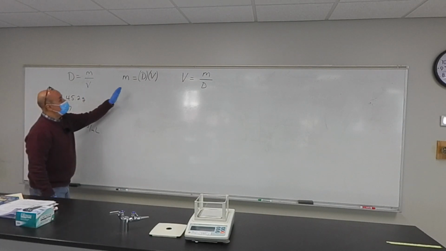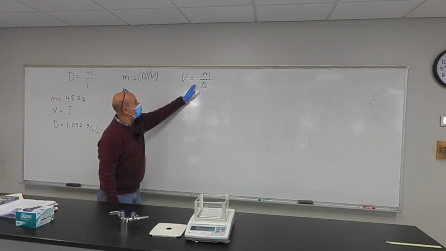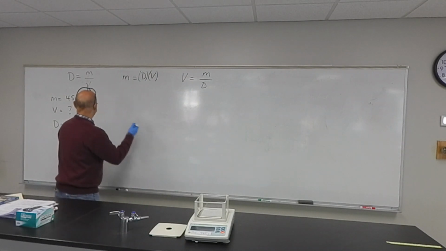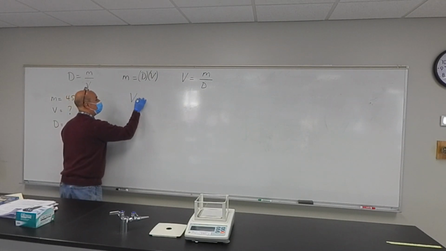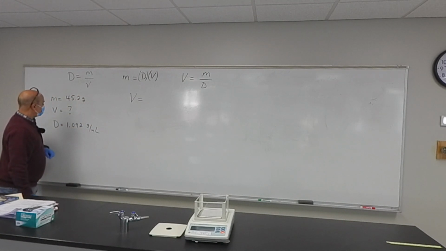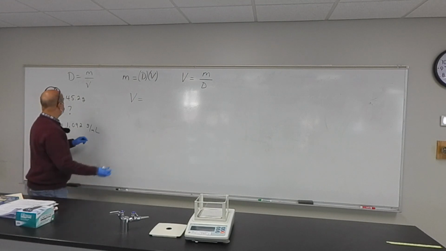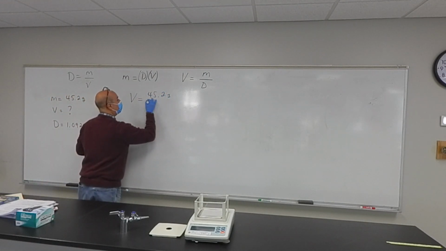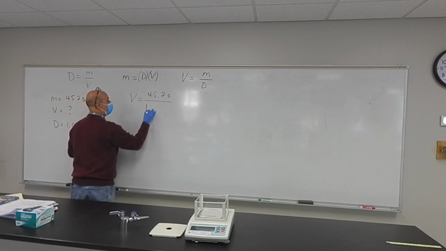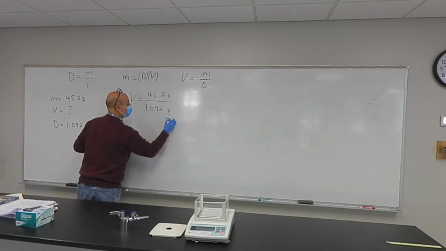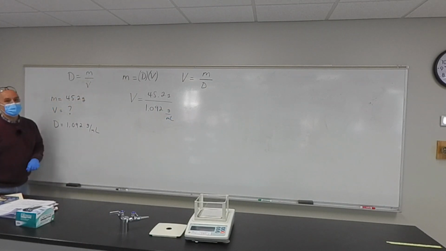Now we have three choices. Obviously this one is the one that we need because we have the mass and we have the density, and we need to find the volume. So we're going to use that formula to answer this question. The volume of this sample with these two characteristics is going to be 45.2 grams divided by 1.092. Now let's look at the units. These are a little more complicated.